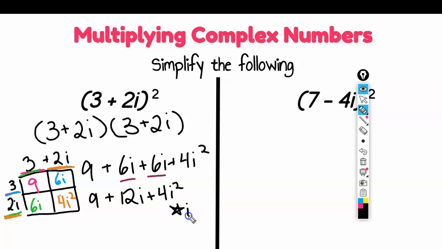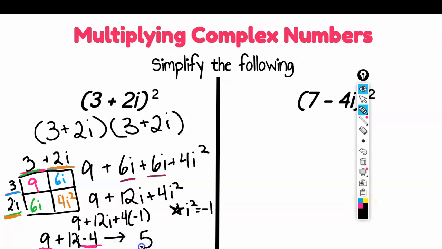And remember, i squared is -1. So this is really 9 plus 12i plus 4 times -1, which is 9 plus 12i minus 4. And 9 and -4 are like terms. So this final answer is 5 plus 12i. And that's it.